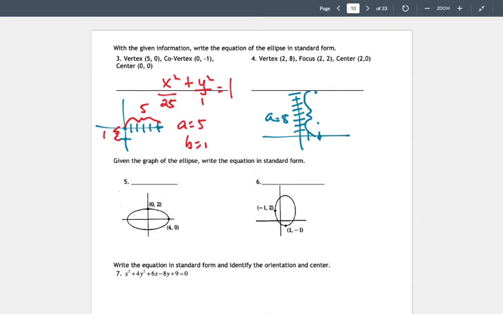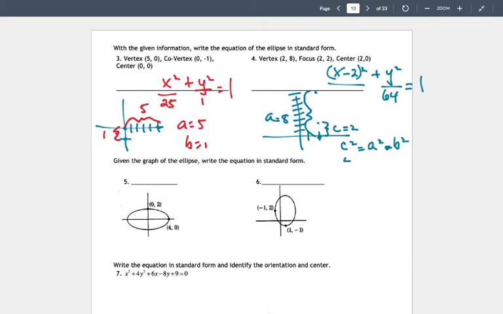And so I know I'm going to have (x minus 2) squared, because that's where my center is, plus it'll just be y squared. But because this is vertical, that 8 squared is going to go under the y, and that equals 1. I need to know my B value. This was the focus, and so that's my C value, and C equals 2. So I'm going to have to use C squared equals A squared minus B squared to get my B value.